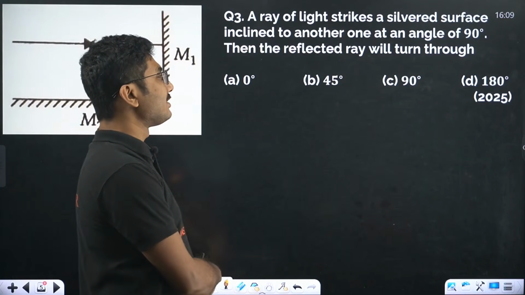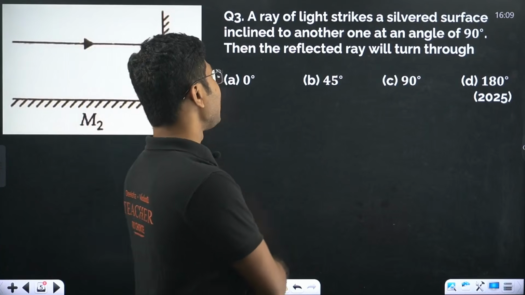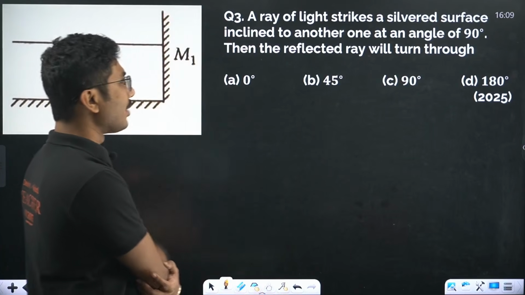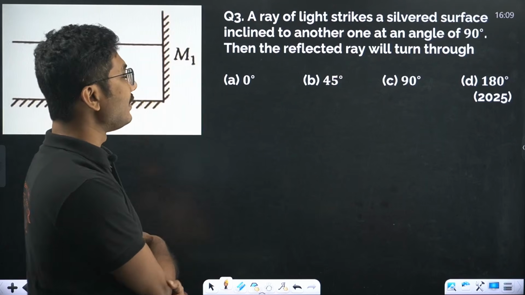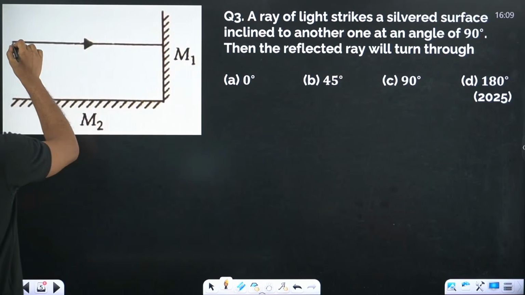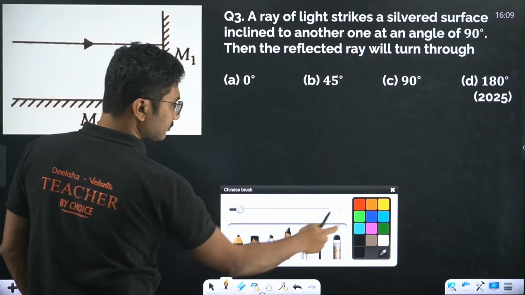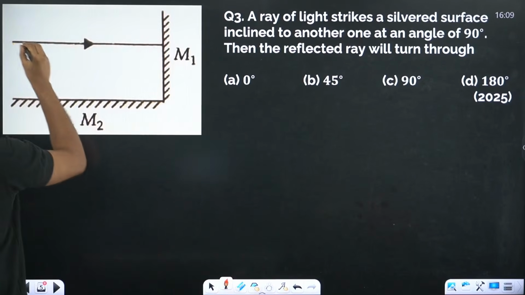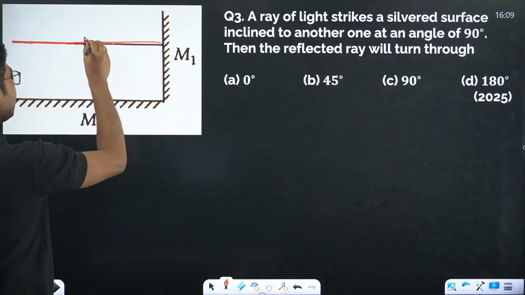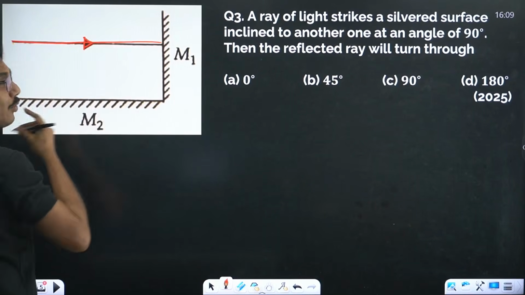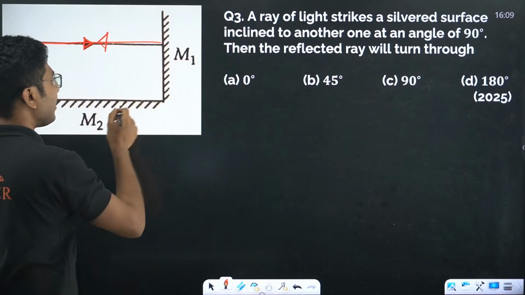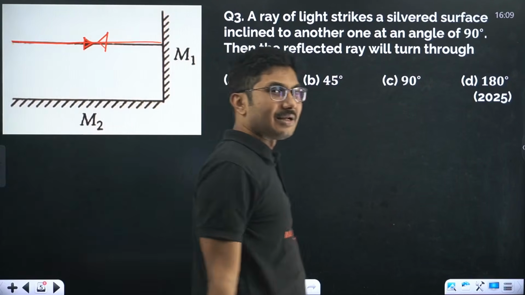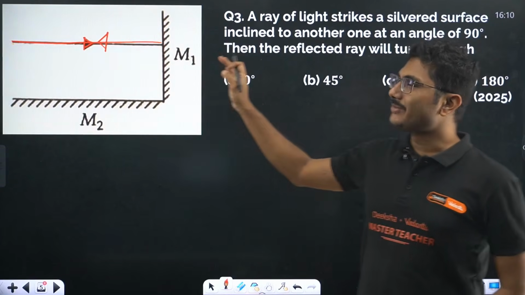A ray of light strikes a silvered surface inclined to another one at an angle of 90 degrees. Then the reflected ray will turn through? If you see here, this ray is coming over here and falling over here, and once it falls here, where will it go? It will straight away go in this direction. Will it come in the direction of the second mirror? No. So this is just a trick question.